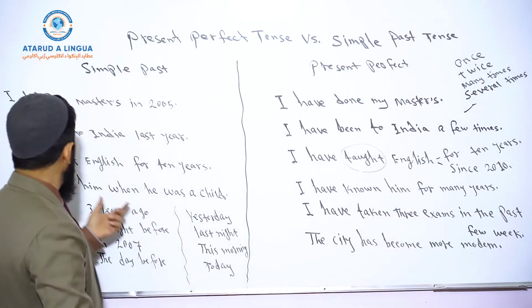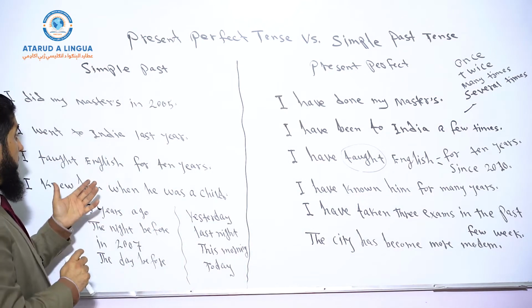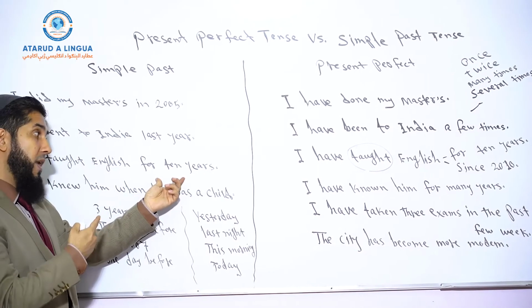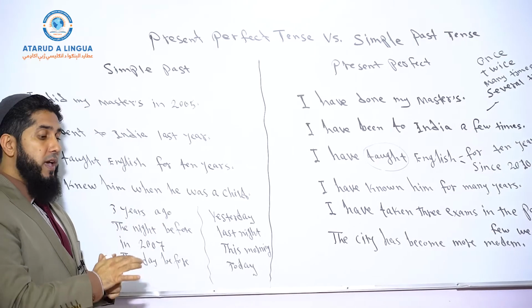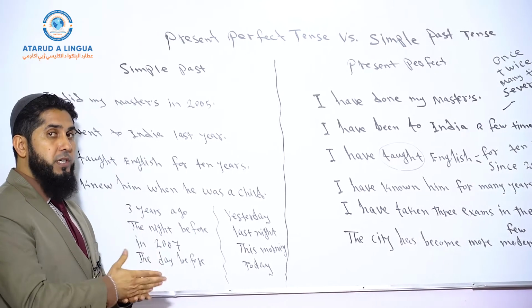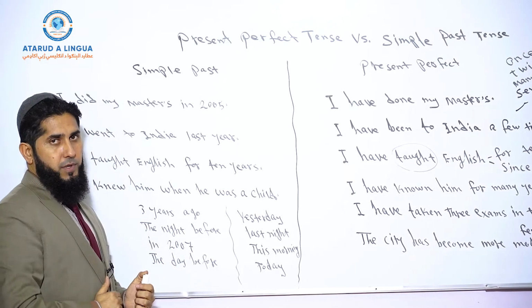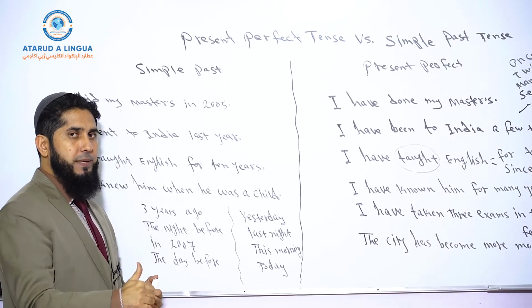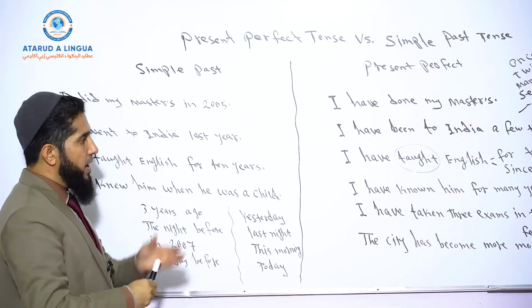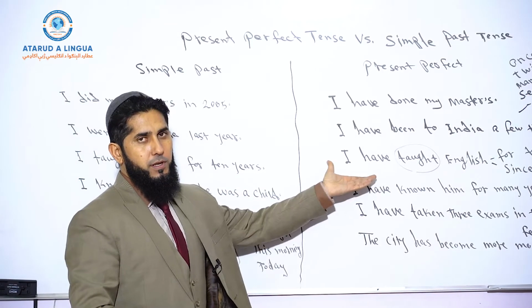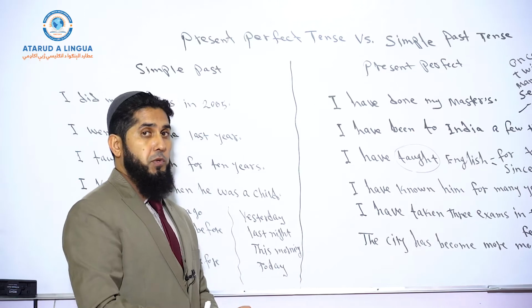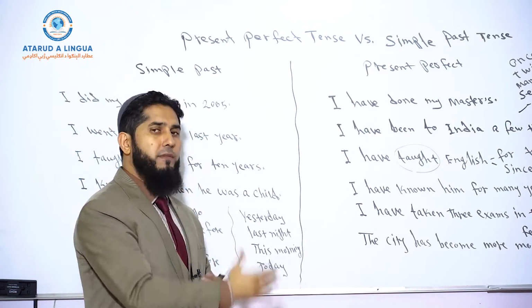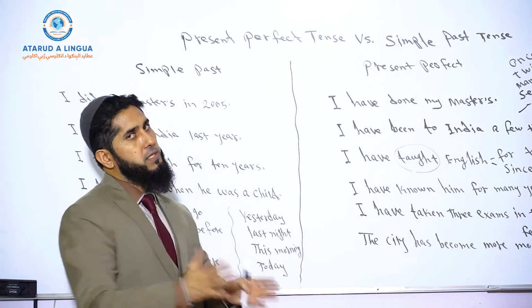Okay, but there's a difference. Now, if you say, I taught English for 10 years, if you use simple past tense, it means that the action of teaching does not come to present time. You talk about the duration of an action that started and ended in the past. But with present perfect tense or present perfect continuous tense, you talk about actions that start in the past, continuously come to present time, and may or may not continue in the future.